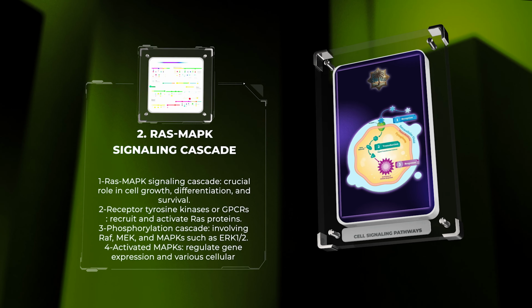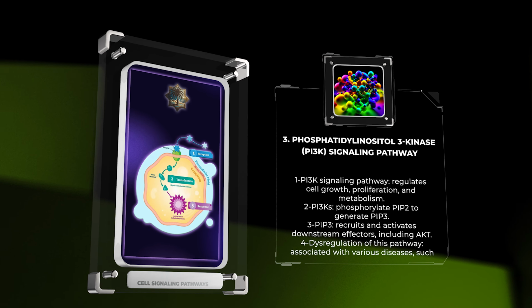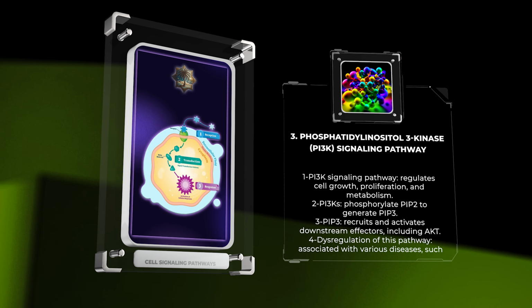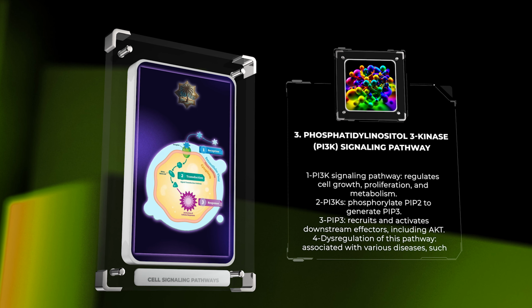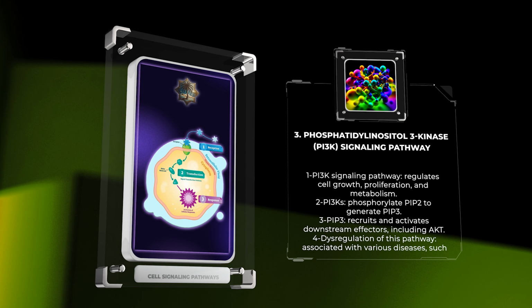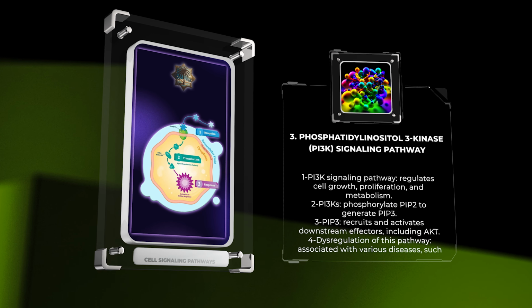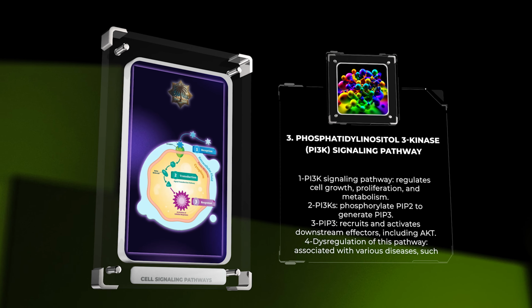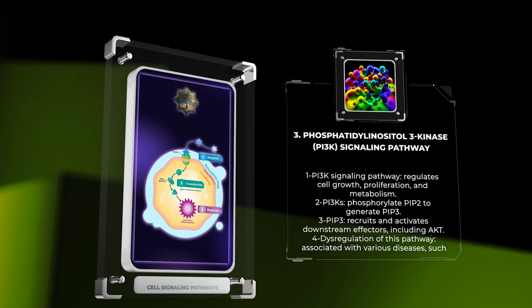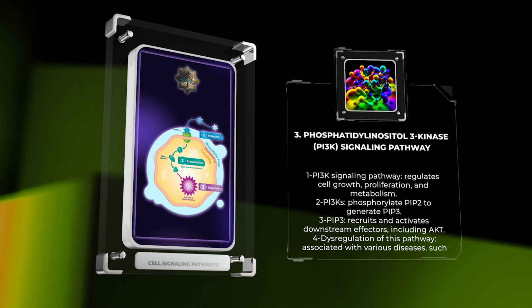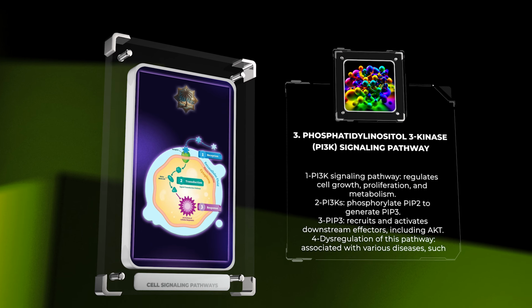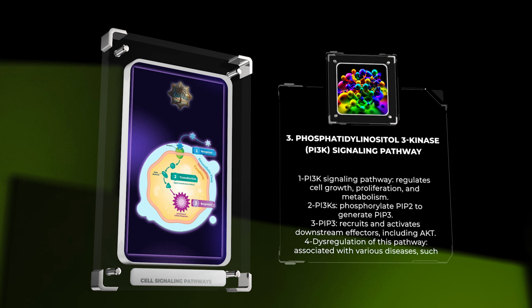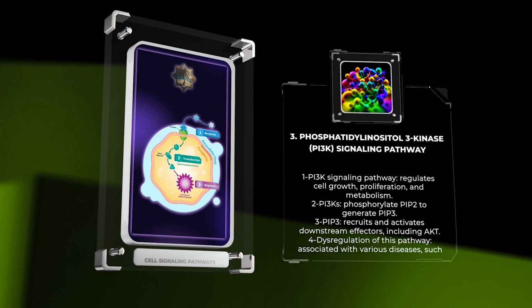The phosphatidylinositol 3-kinase, PI3K, signaling pathway is crucial for regulating cell growth, proliferation, and metabolism. PI3Ks phosphorylate the inositol phospholipid phosphatidylinositol 4,5-bisphosphate, PIP2, to generate phosphatidylinositol 3,4,5-trisphosphate, PIP3. PIP3 recruits and activates downstream effectors, including AKT, also known as protein kinase B, which triggers a signaling cascade promoting cell survival and growth. Dysregulation of this pathway is associated with various diseases, such as cancer, diabetes, and autoimmune disorders.